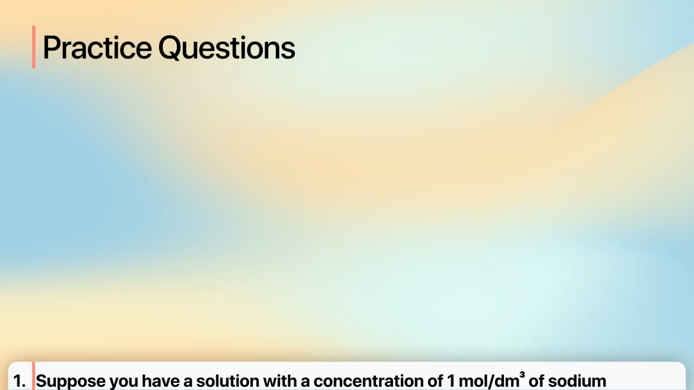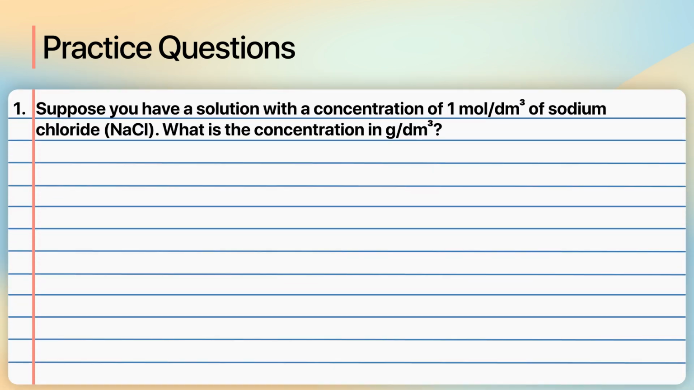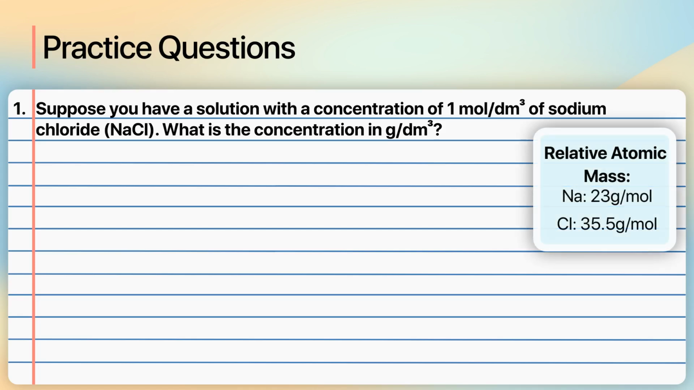Let's dive into some GCSE level questions to apply our understanding of converting concentrations between grams per decimeter cubed and moles per decimeter cubed. Suppose you have a solution with a concentration of 1 mole per decimeter cubed of sodium chloride, NaCl. What is the concentration in grams per decimeter cubed? Sodium has a relative atomic mass of 23 grams per mole, and chlorine has a relative atomic mass of 35.5 grams per mole. Pause the video here and have a go at this question.